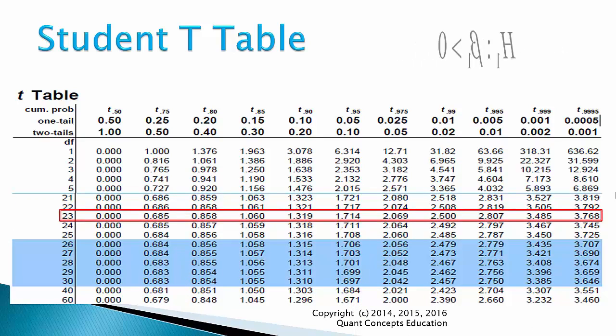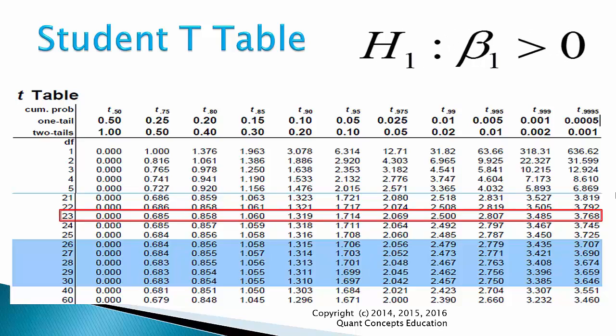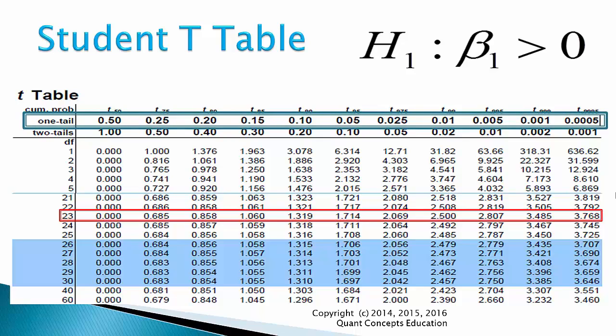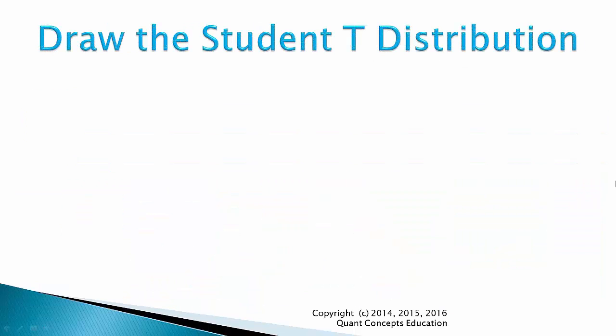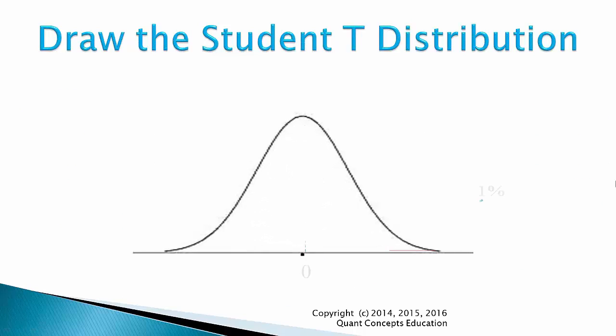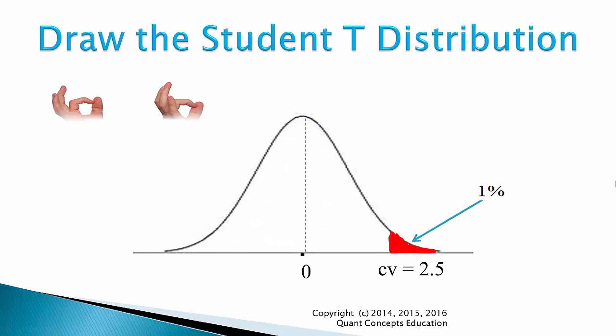Since the alternate hypothesis has a larger than sign, we're dealing with a one-tailed test, and must refer to the significance level in this row. And recall that we had to test at the 1% level, so we look at this column here. This gives us a critical value of 2.5. So looking at the student t distribution, we now know that the critical value is equal to 2.5. Easy, huh? Now we just have to calculate the t-statistic.